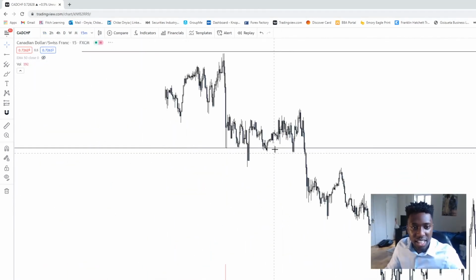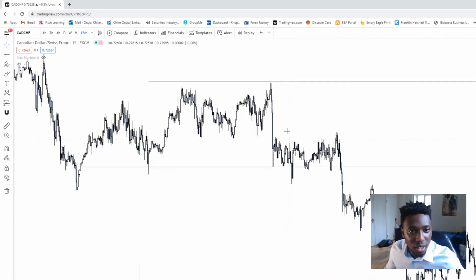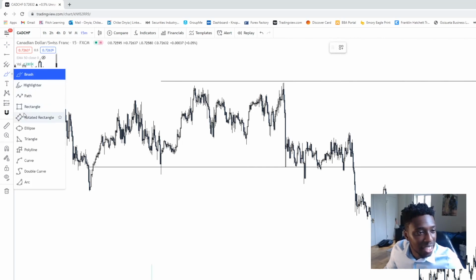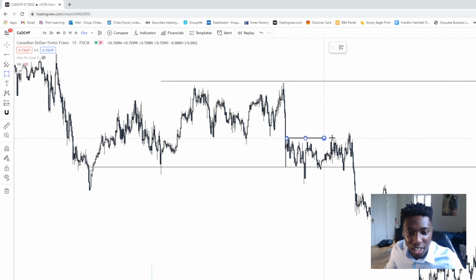See if there's anything else. Right? Okay. Nothing much. You can see here that we had a little bit of consolidation, and then we got the same move. This is why I really like this pair, because it's just so predictable. It's just smart money to the T.